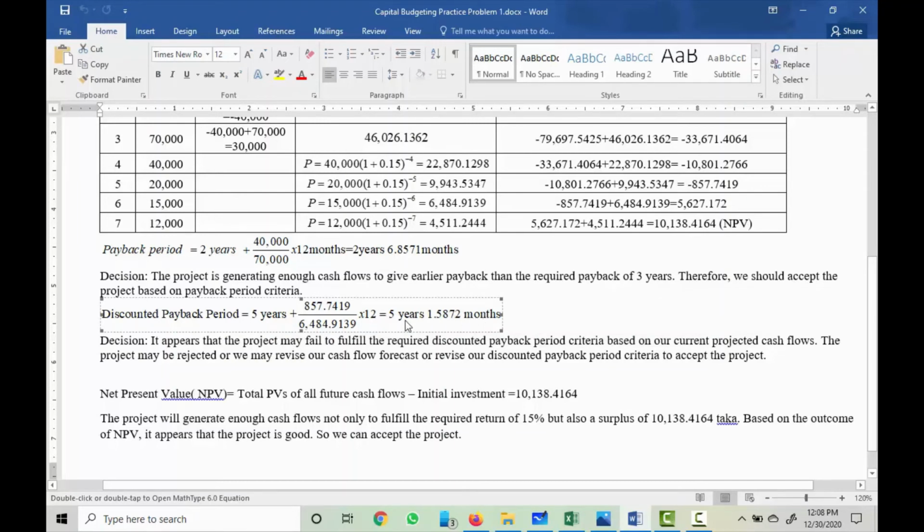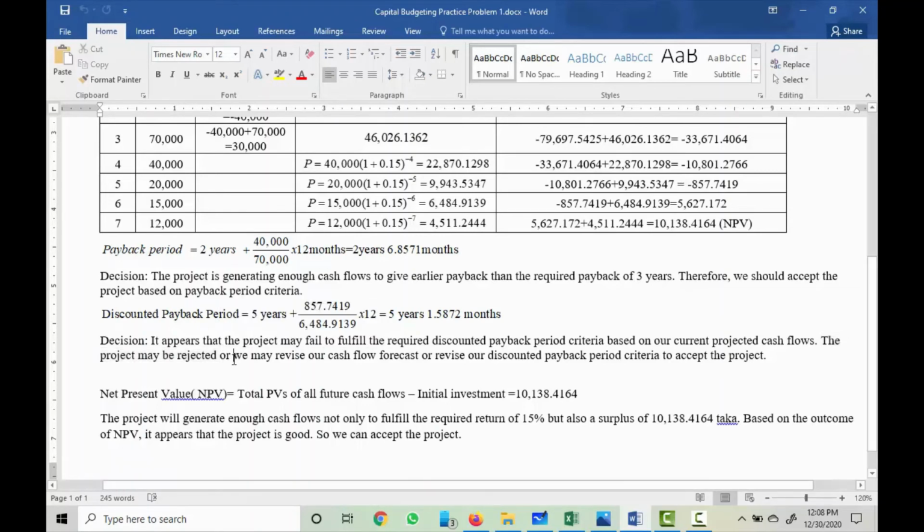months. So that means it's taking more time to give us the discounted payback. So the project may be rejected. At present, we should reject the project because it's not fulfilling our discounted payback period criteria.